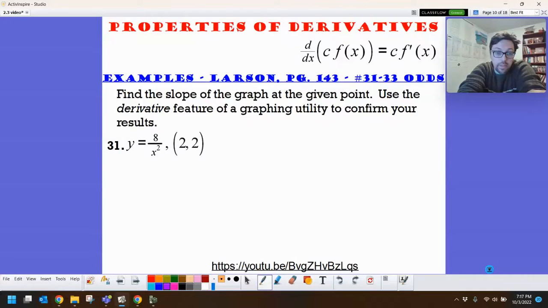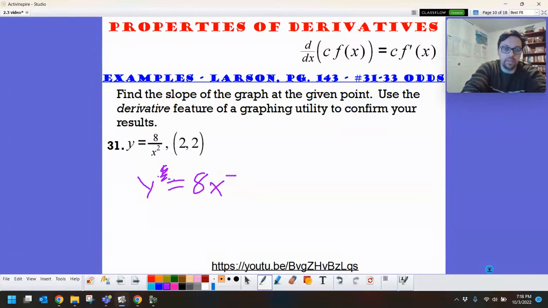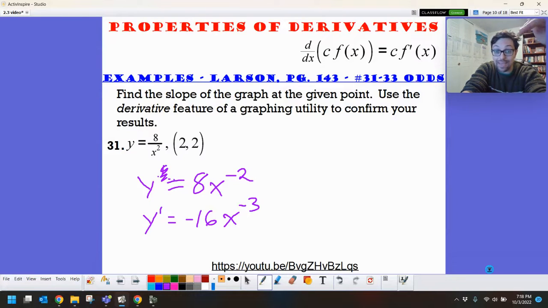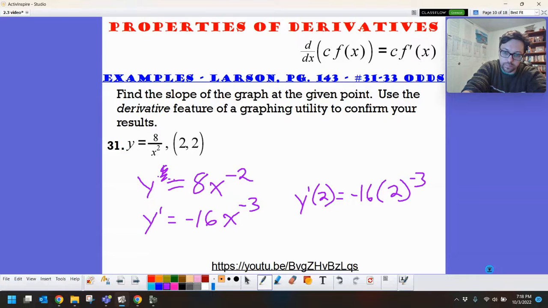125x to the 4. All right, in this example, we want to find the derivative at a point, but we're still going to use that cool power rule to help us out. So let's just do regular y. y equals 8x to the negative 2. So that makes y prime negative 16, multiply that 8 by the negative 2, x to the negative 3rd. But we don't want just the regular old derivative. We want the derivative at 2, so I just need that x value of 2. So y prime of 2 will be negative 16 times 2 to the negative 3rd, which equals negative 16 over 8, which is negative 2.